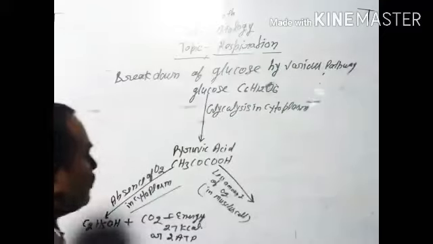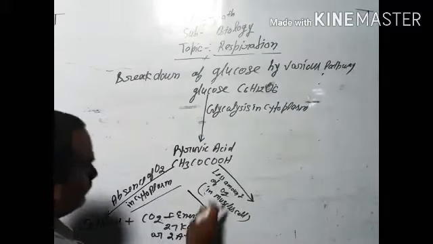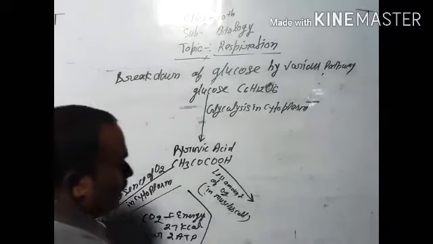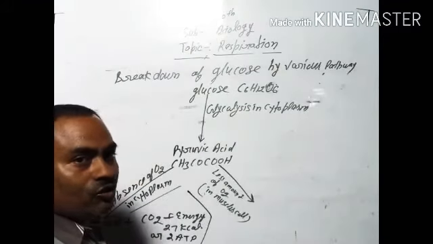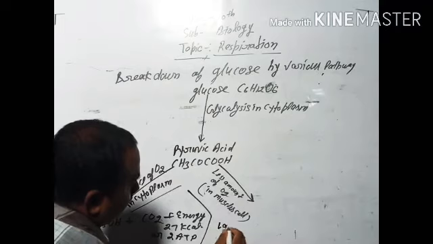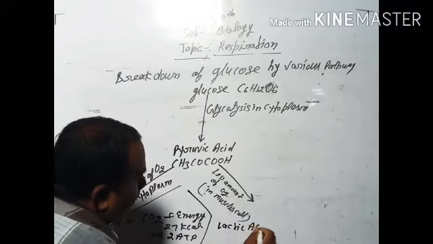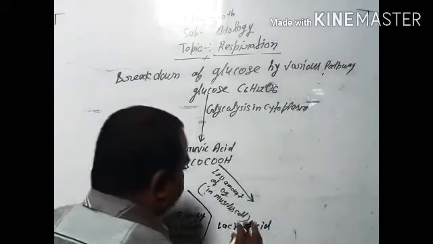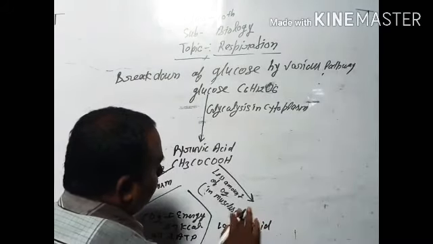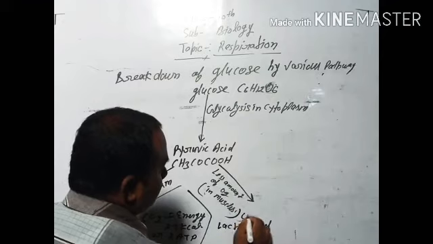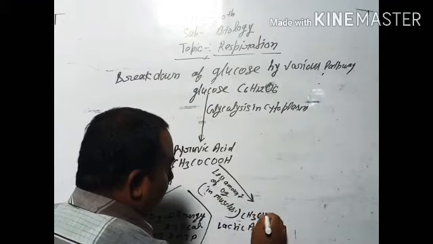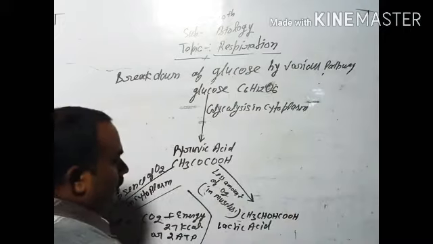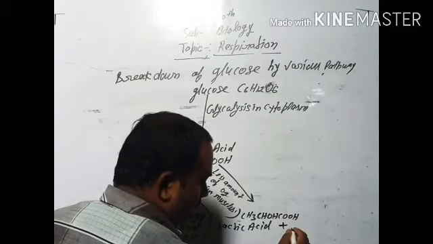The main product: pyruvic acid is converted into lactic acid and CO2. Lactic acid. The formula of lactic acid is CH3CHOHCOOH plus energy.